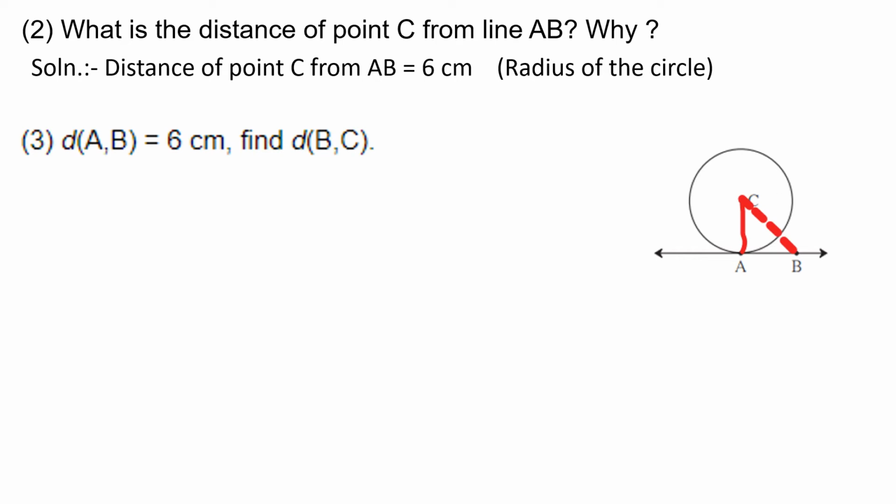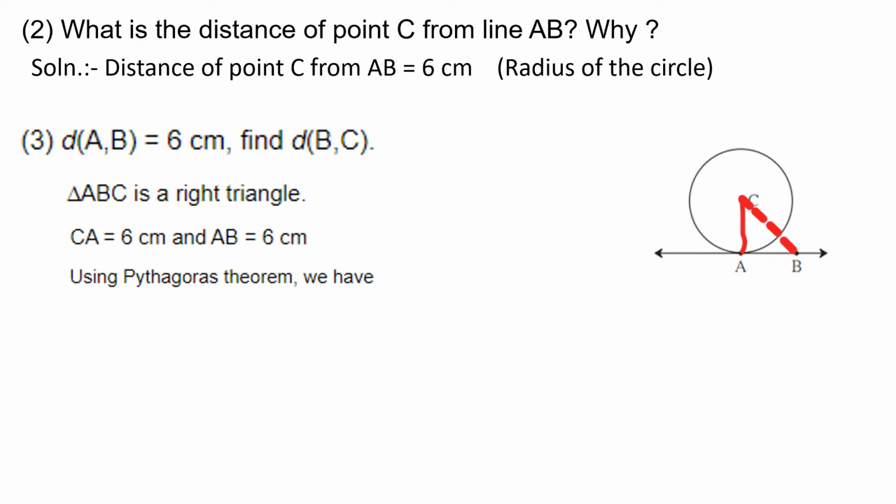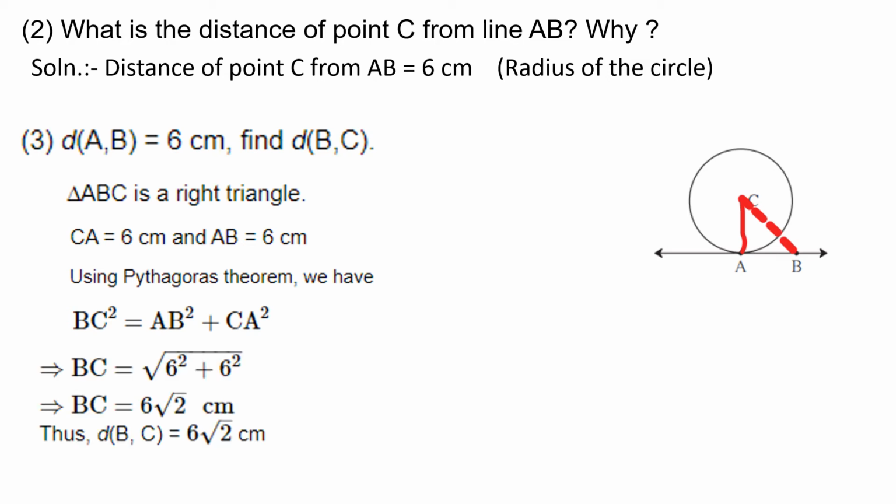So it is a right angled triangle. So triangle ABC is a right angled triangle. CA, that is the radius, is 6 centimeters. Now distance AB is given, that is 6 centimeters. So using Pythagoras theorem, hypotenuse BC square equals one side CA square plus another side AB square. Substitute the values, you will get the answer 6 root 2, which is the distance of BC.